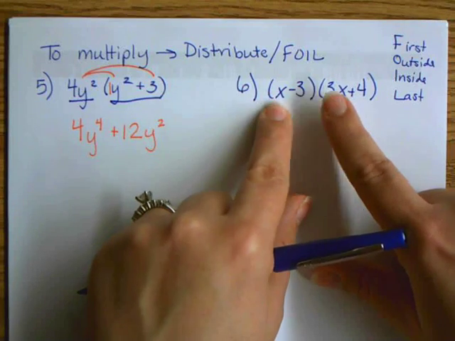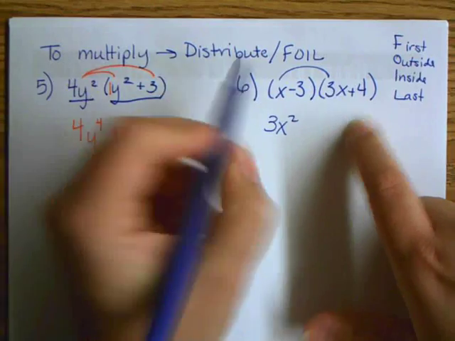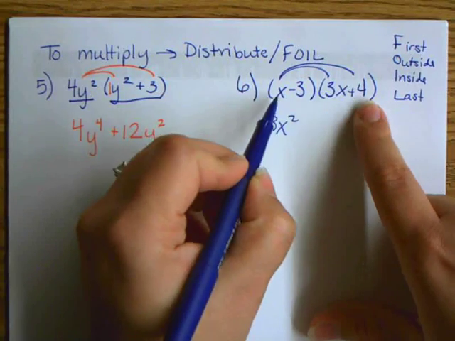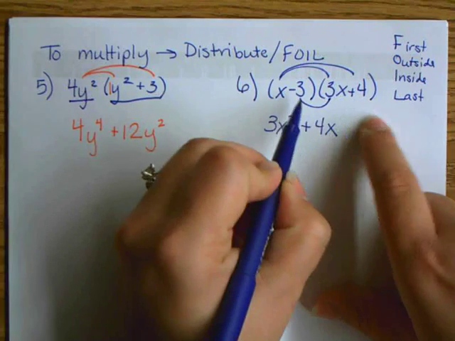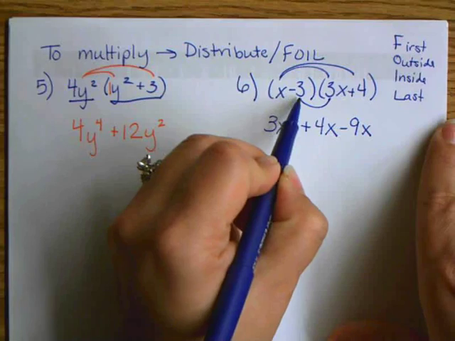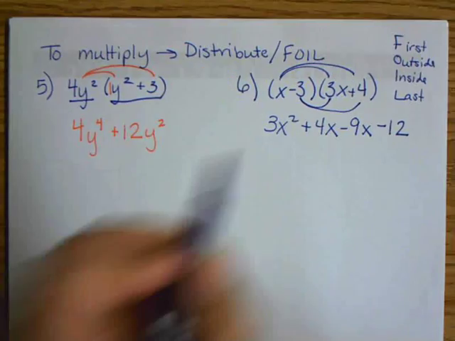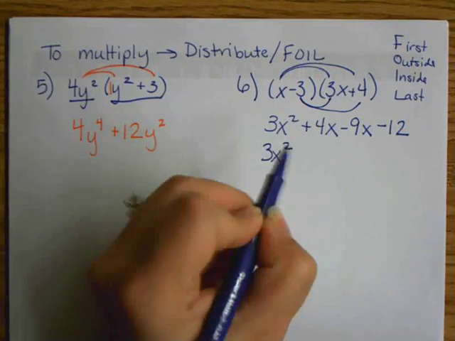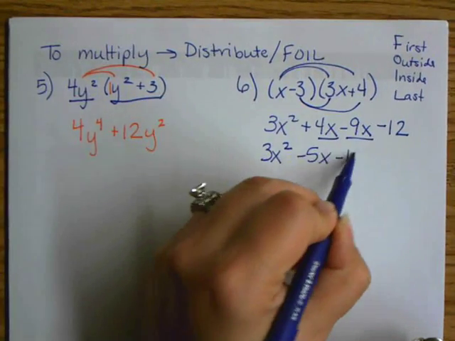So first is x times 3x is 3x squared. Outside is x times 4 is plus 4x. Inside, minus 3 times 3x is minus 9x. And last, negative 3 times 4 is negative 12. And now I just need to clean this up. 4x minus 9x is negative 5x minus 12.